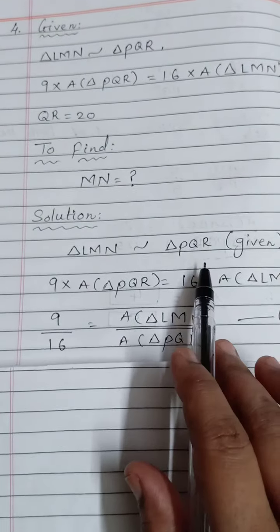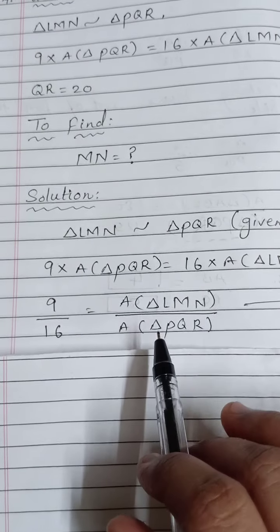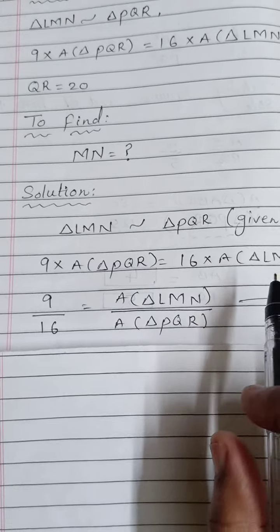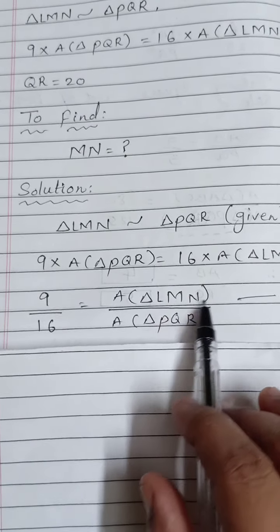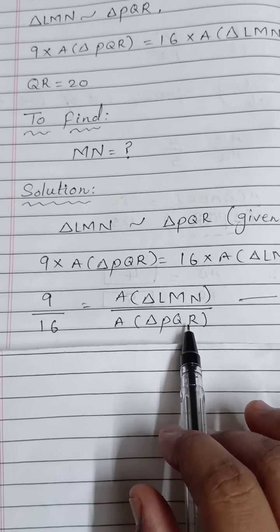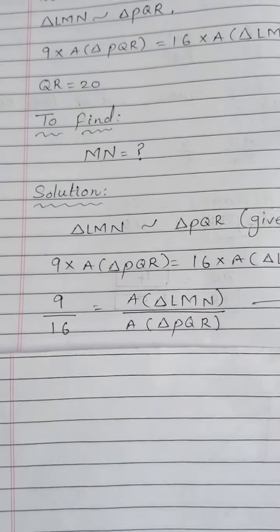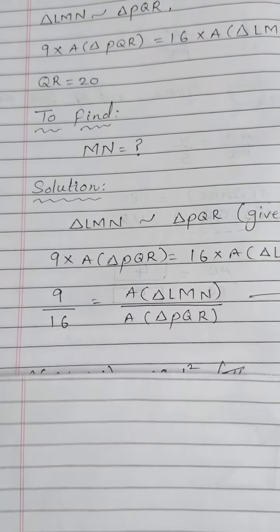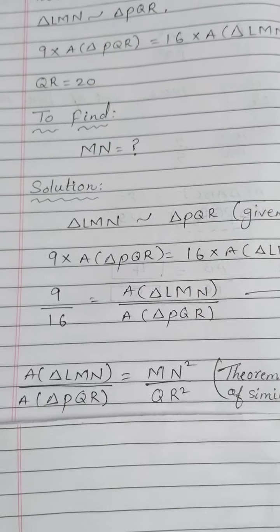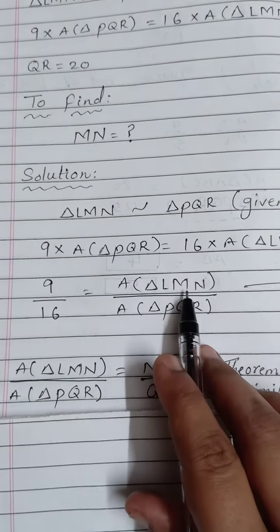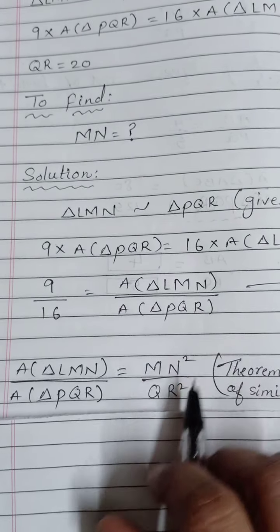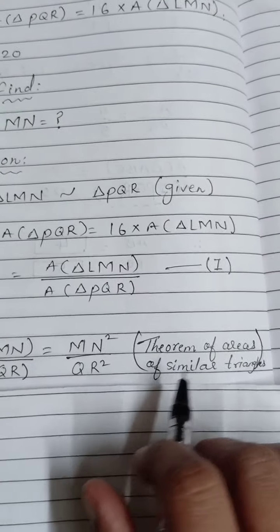Now, if these two triangles are similar, the ratio of their areas will be the ratio of the squares of their corresponding sides. The corresponding sides we take are MN and QR, because the value of QR is given and we want to find the value of MN. So area of triangle LMN upon area of triangle PQR is equal to MN square upon QR square, by the theorem of areas of similar triangles.